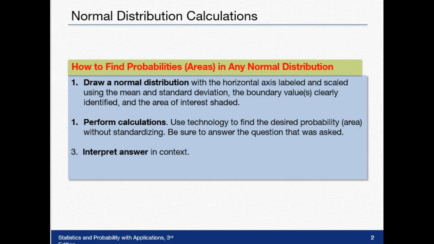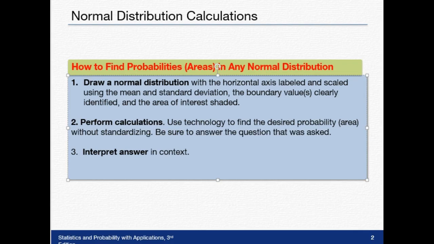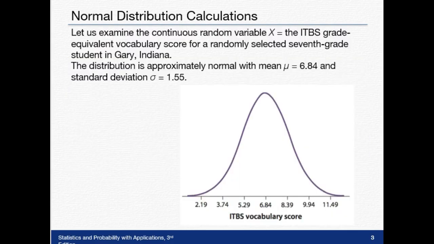So you draw a normal distribution with a horizontal axis labeled and scaled using the mean and standard deviation, the boundary values clearly identified, and the area shaded. Number 2, perform the calculations. Use technology to find the desired probability without standardizing. Be sure to answer the question that was asked. And number 3, interpret the answer in context.